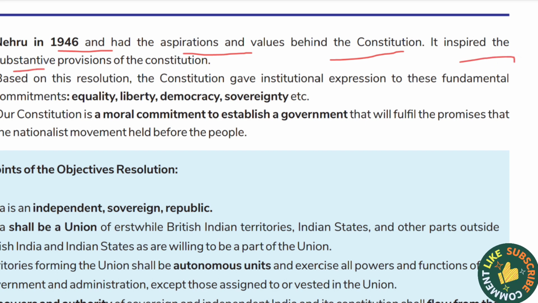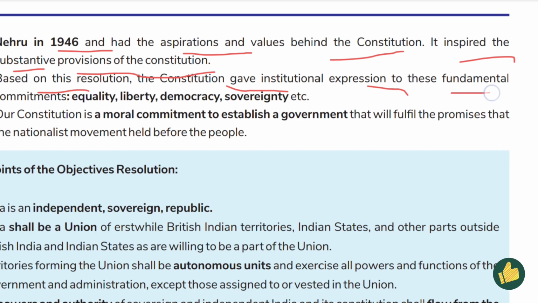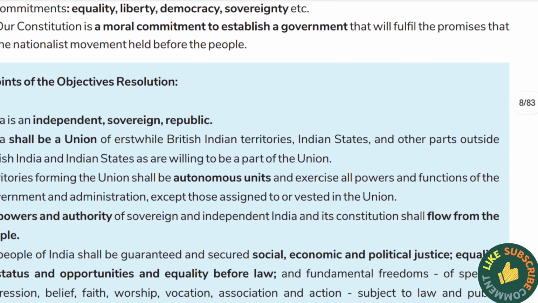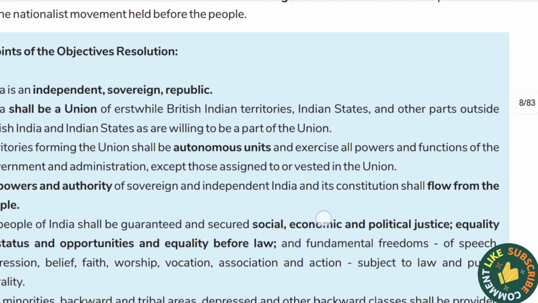It inspired the substantive provisions of the Constitution. Based on this resolution, the Constitution gave institutional expression to these fundamental commitments, that is equality, liberty, democracy, sovereignty, etc. Our Constitution is a moral commitment to establish a government that will fulfill the promises that the nationalist movement held before the people. So, what are the main points of the Objectives Resolution?